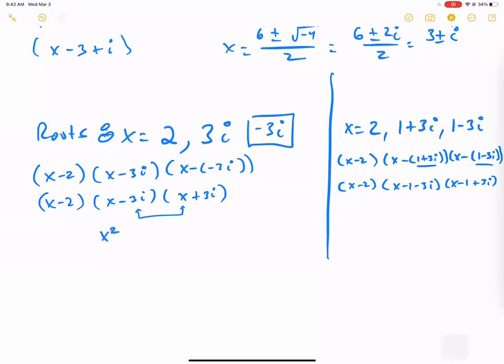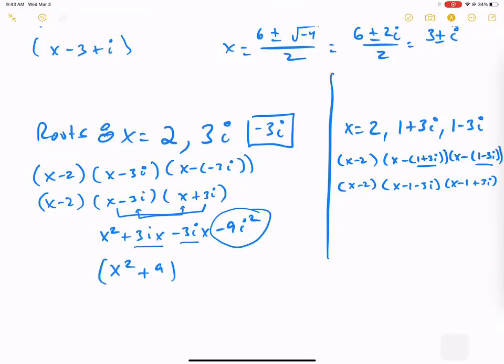X times x is x squared. Remember how we do FOIL? So x times x is x squared. X times 3 is plus 3ix. Moving on to negative 3i. Negative 3ix minus 9i squared. Okay, you'll see that the middle terms always cancel out. And we're ending up with, what is i squared? That's negative 1. Negative 1 and negative 9 is a positive 9. X squared plus 9. And do not forget, we still have our x minus 2 term in the front.